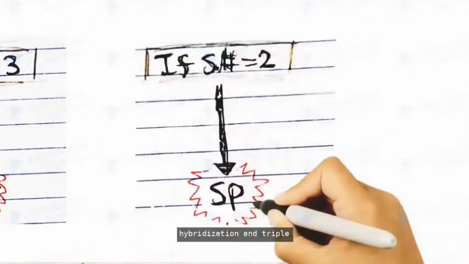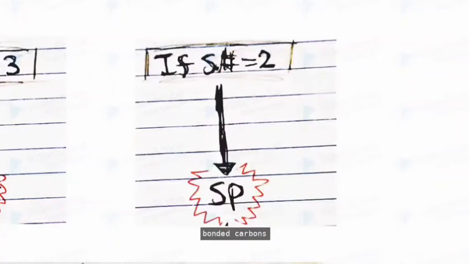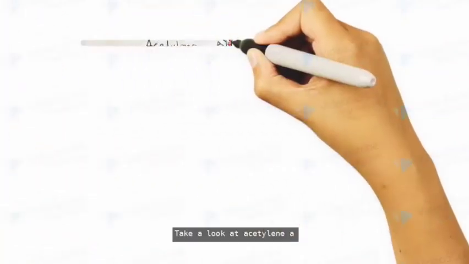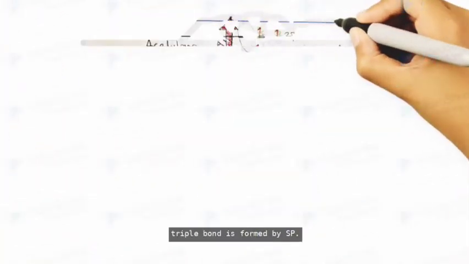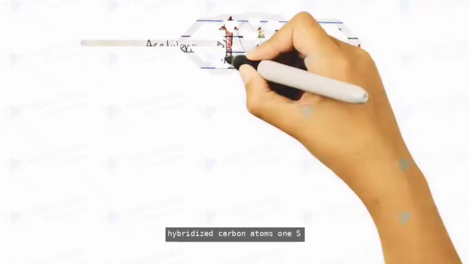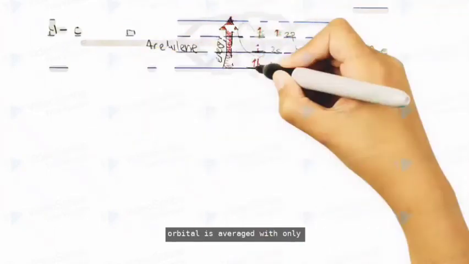And finally, sp hybridization and triple bonded carbons. Take a look at acetylene. A triple bond is formed by sp hybridized carbon atoms. 1 s orbital is averaged with only 1 p orbital. This leaves 2 p orbitals unaffected. As a result, there are 2 sp orbitals and 2 p orbitals.